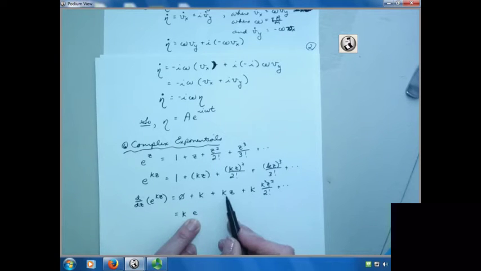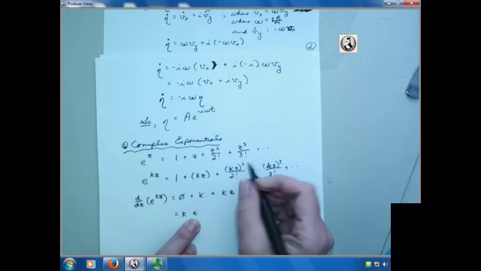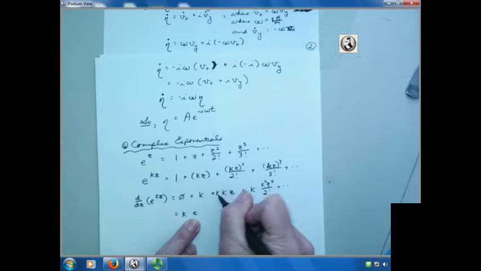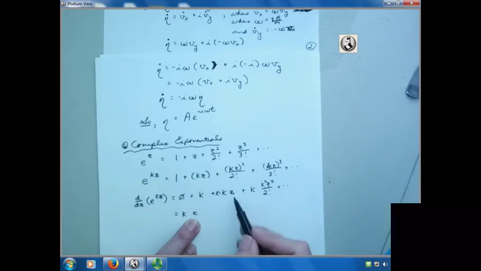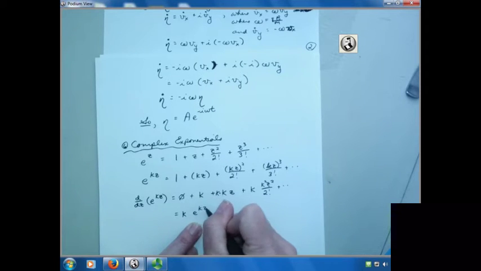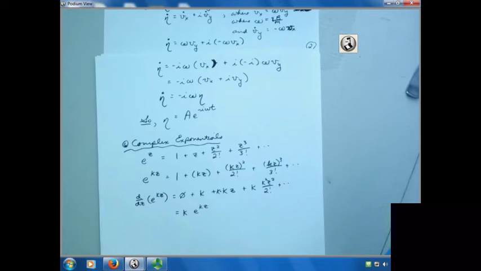Wait, hold on. I dropped a k here too. That should be a k squared, so I need a k times that. All right, so k times e to the kz. So that's a nice result. We sort of were hoping that that would be the case.